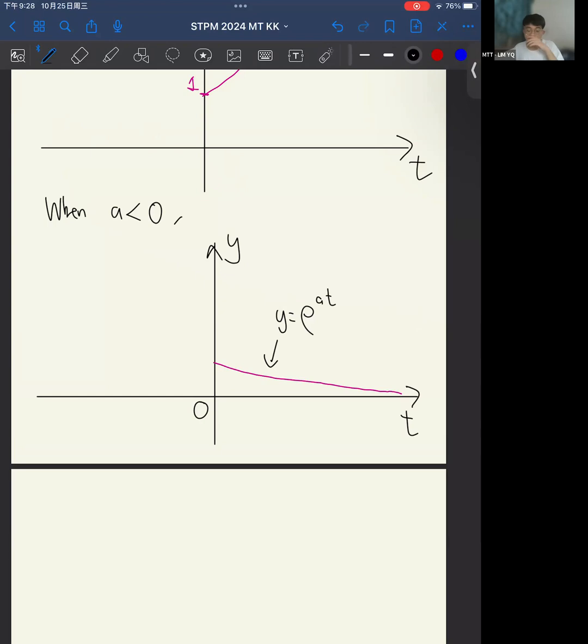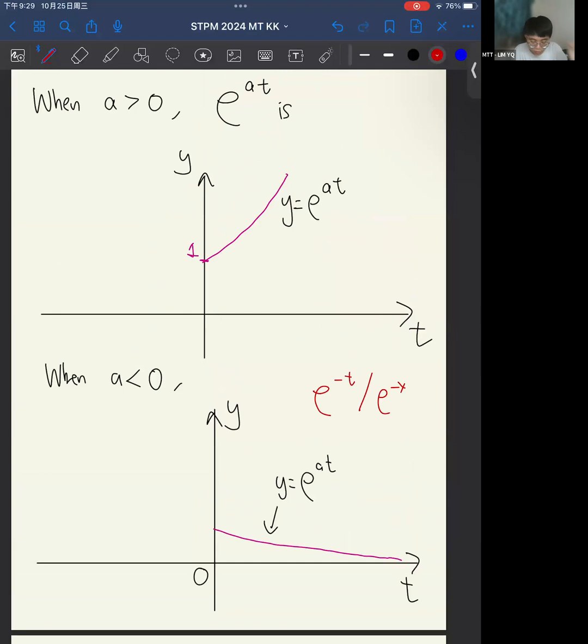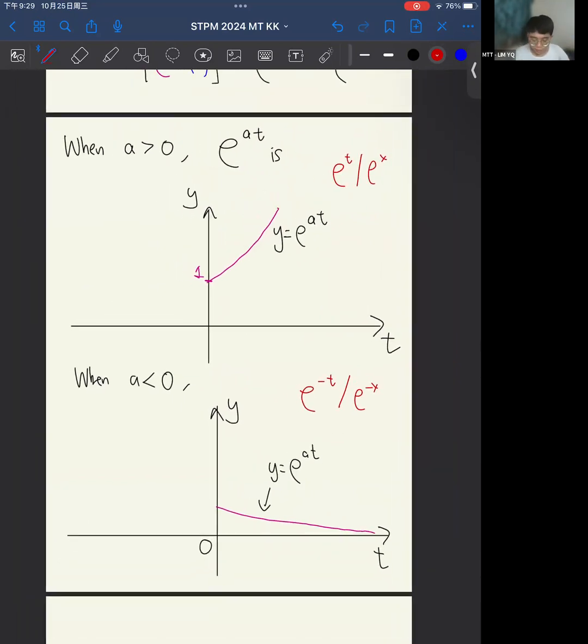Okay, when a is less than 0, for example, I give you one example. Can you plot e^(-t)? e^(-t) meaning e^(-x), it's the same thing. The graph of e^(-x) looks like this, right? And if you put a equal to 1, so e^x or e^t, the graph will look like this. Growing up, the other one is decreasing. Take note of the difference. That much only you need to write.